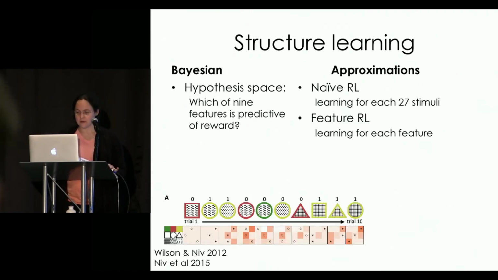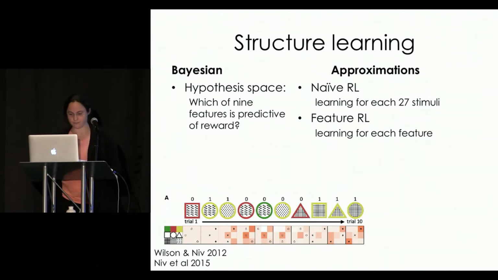A less naive version of this is what they call feature RL, where the participants learn weights for each feature. So that's represented here. Instead of learning 27, you learn 9 items this time, so the weight for each of the 3 colors, the weight for each of the 3 shapes, and the weight for each of the 3 textures, and update them in parallel each time, and then just estimate the value of a given stimulus by taking the mean of the value of the weight of its 3 features.